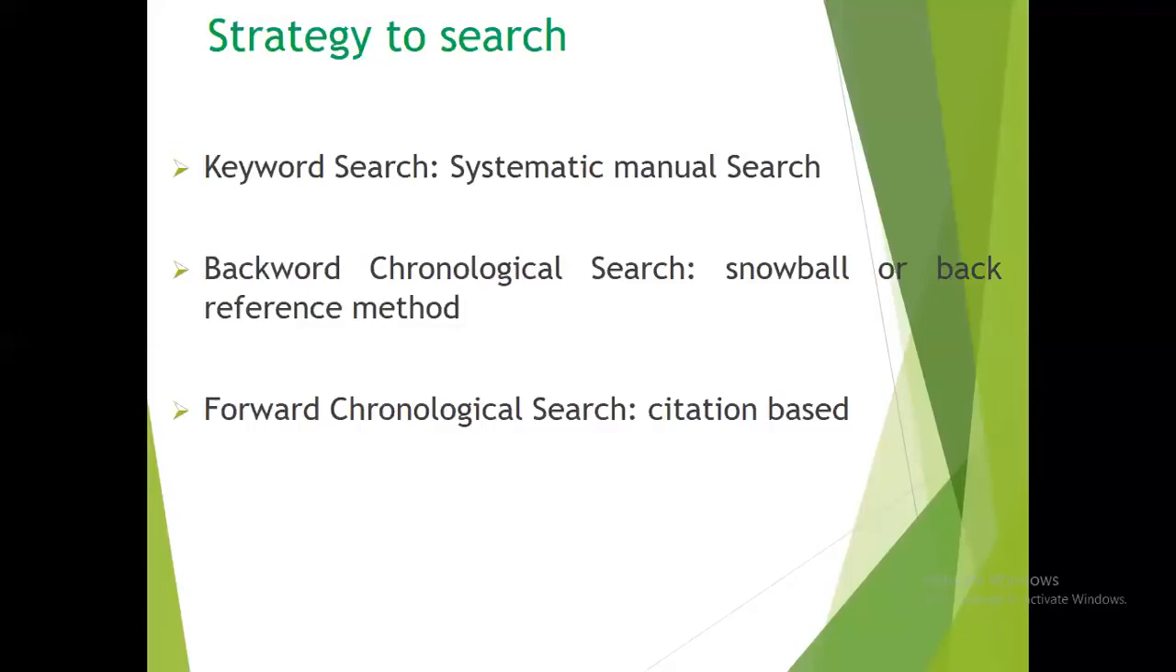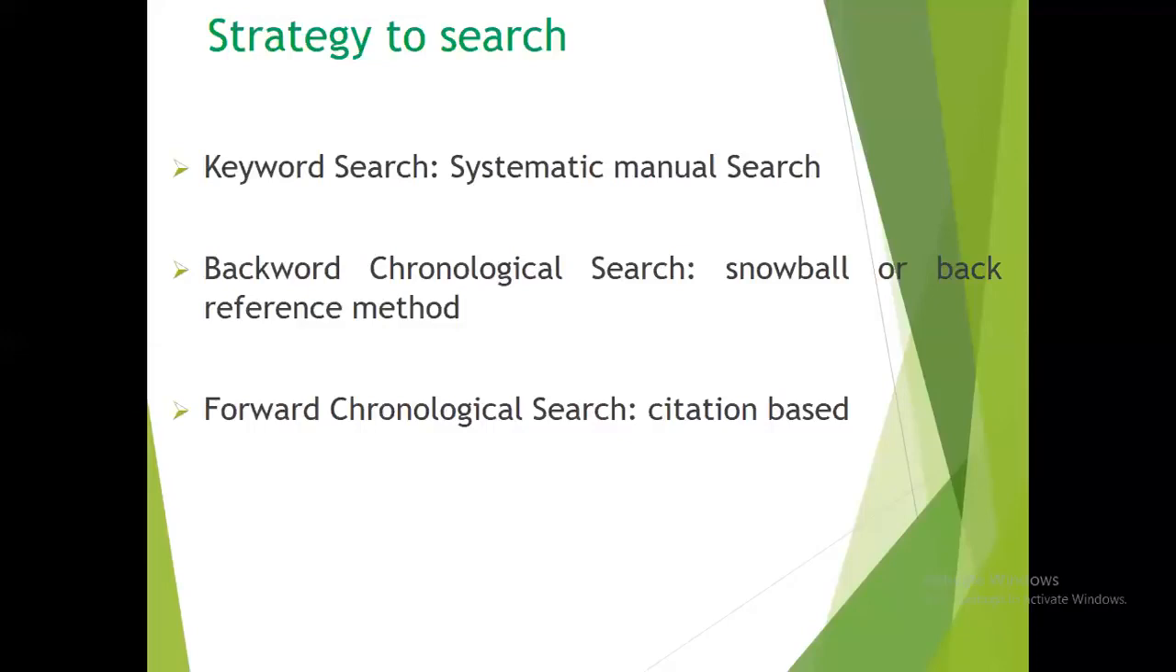Suppose you are getting five different articles related to your area. For the backward chronological search, you have to look at the references of those five articles. If you follow the references and download all these articles, they will be considered articles related to your area of research, and that kind of search is considered a backward chronological search.